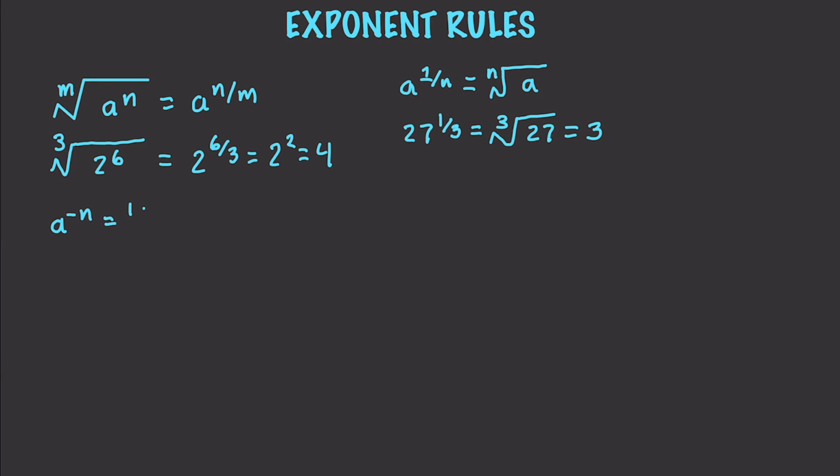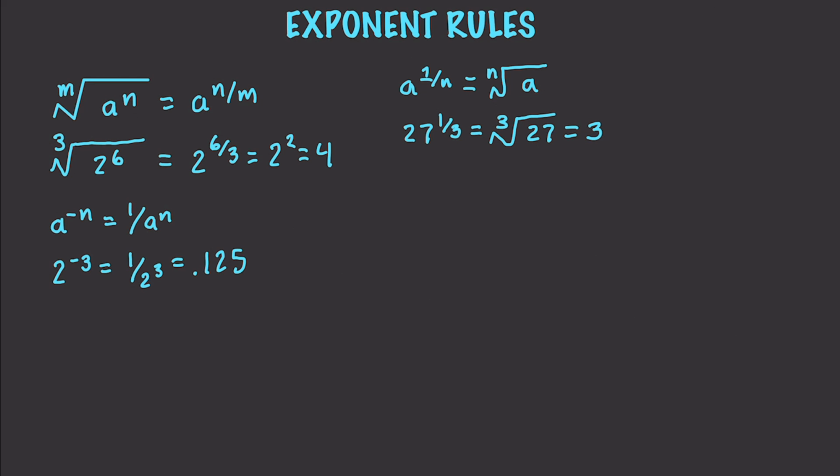And another one, let's say you have a negative exponent. That's going to be equivalent to 1 over a to the n. And an example, 2 to the negative 3 is going to end up being 1/2 to the third, which is going to end up being equal to approximately 0.125.